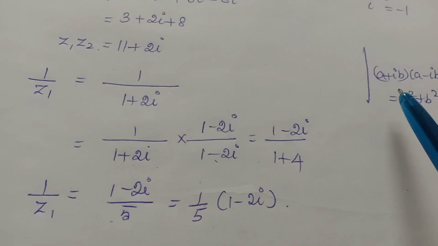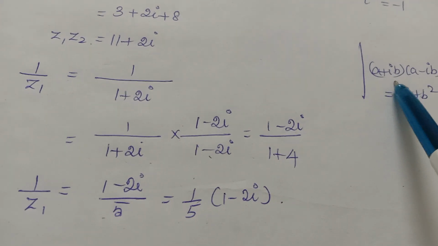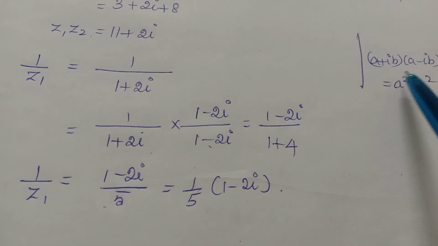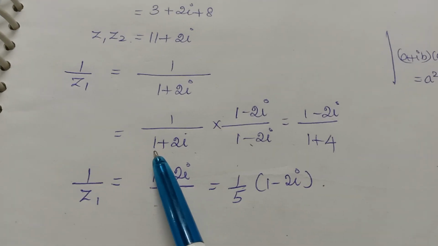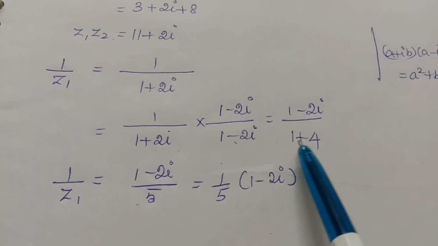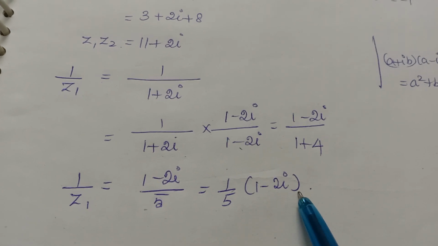When you take complex numbers, the same formula is true here also, but here we are having i, so (a plus ib) into (a minus ib) will be a square plus b square. Okay. So here what is a? 1 and b is 2. So 1 square plus 2 square. So 1 plus 4 equal to what? 5. So 1 by z1 equal to 1 by 5 into (1 minus 2i).